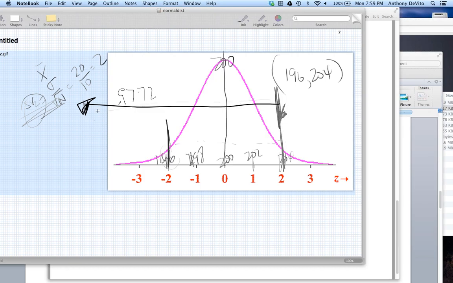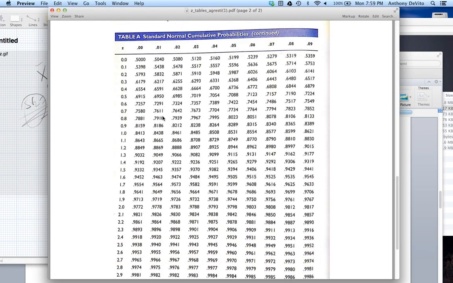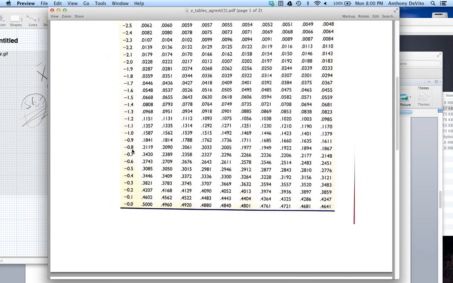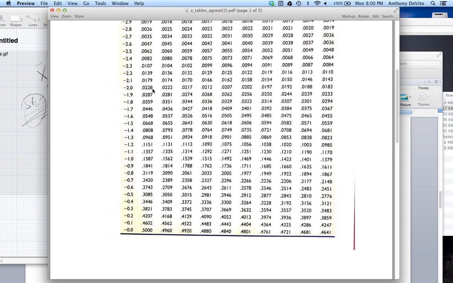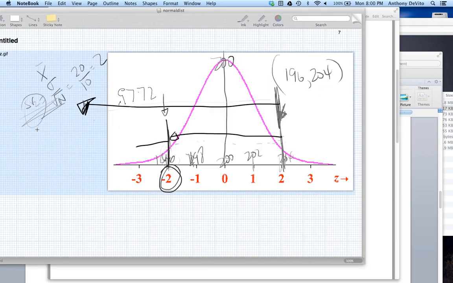Well, we don't want the total area from here down. We only want the area from here to here. So now what I'm going to do is go to my z-table and look up the area below a z-score of -2, right? So let's go look that up. So -2.0 is going to represent an area of 0.0228.